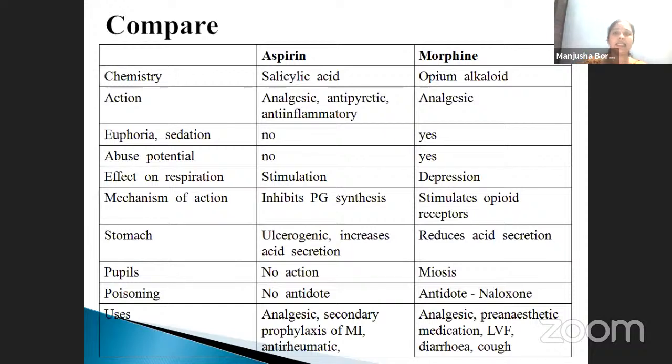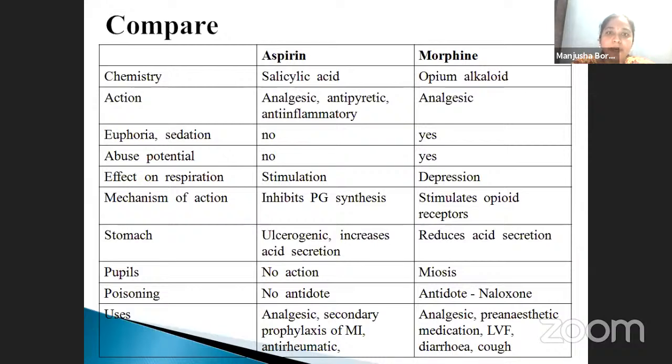Let's compare aspirin and morphine. Aspirin is a non-steroidal anti-inflammatory drug and morphine is an opioid analgesic. Chemically, aspirin is a salicylic acid derivative, and morphine is obtained from the opium of Papaver somnifera. Aspirin has analgesic, antipyretic, anti-inflammatory as well as antiplatelet activity, but morphine produces only an analgesic effect. Euphoria, sedation, and abuse potential are common with morphine, but not with aspirin.